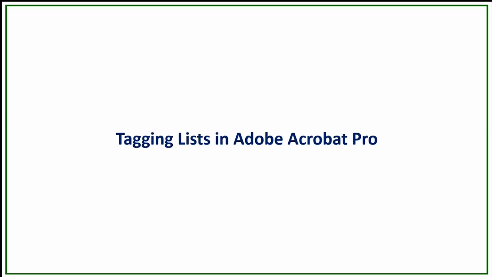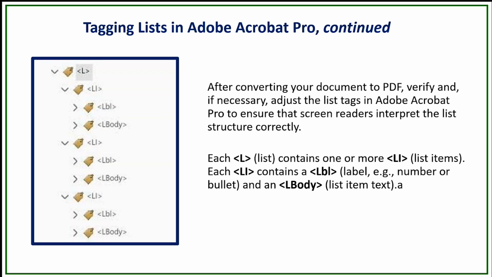Now that we have covered how to create and verify lists in Word and Google Docs, let's look at tagging lists in Adobe Acrobat Pro. After converting your document to a PDF, you should verify, and if necessary, adjust the list tags in Adobe Acrobat Pro to ensure that screen readers interpret the list structure correctly.